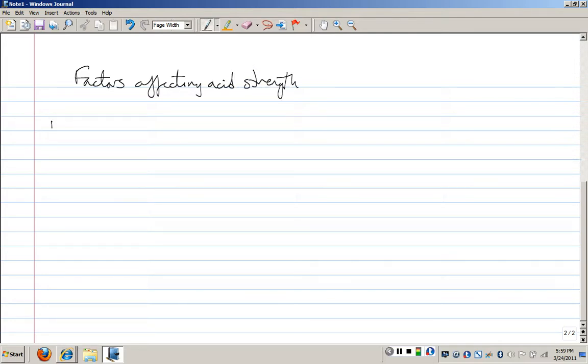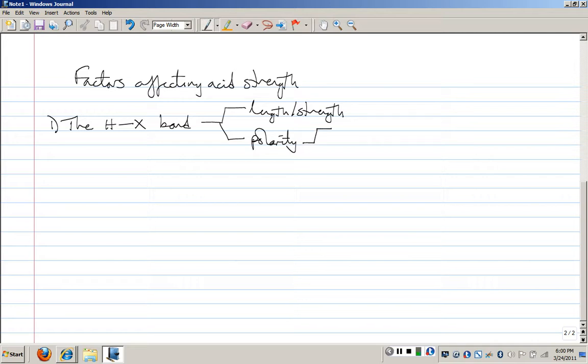And we said that those factors were, one, the HX bond, or the HA bond. We looked at this in terms of both the length of the bond, which of course is also the strength of the bond, and we also looked at the polarity of the bond. In polarity, we're looking both at the degree of polarity, in other words, how polar is the bond, and also the direction of polarity. In other words, where does the delta plus charge lie?